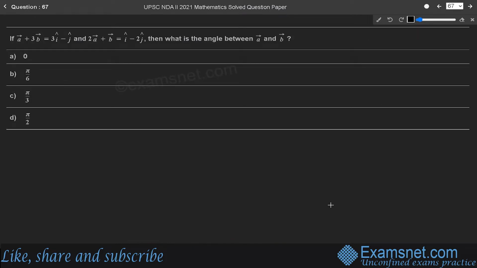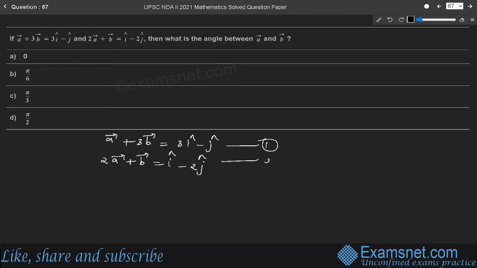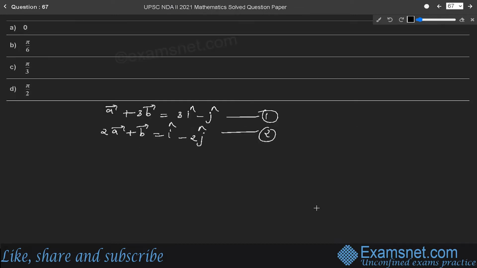Next question is, if A vector plus 3B vector is equal to 3I vector minus J vector and 2A vector plus B vector is equal to I vector minus 2J vector, then what is the angle between A vector and B vector? So let this be equation number 1 and let this be equation number 2. Now we have to find the angle between A vector and B vector.